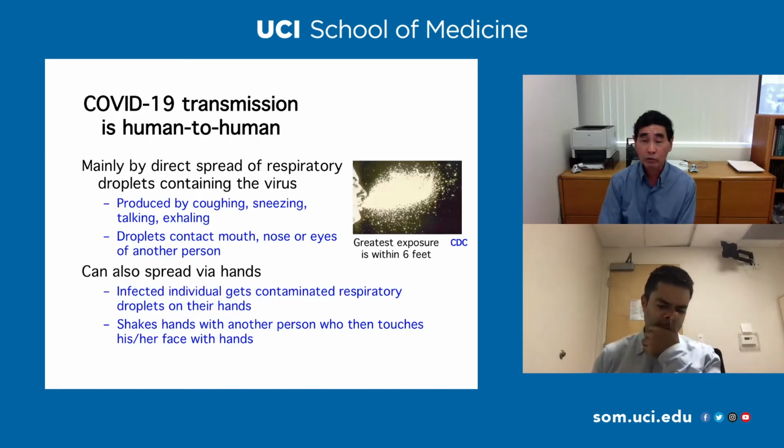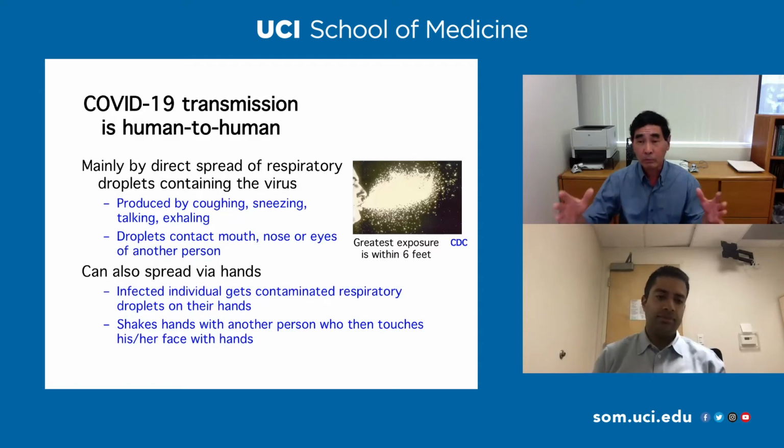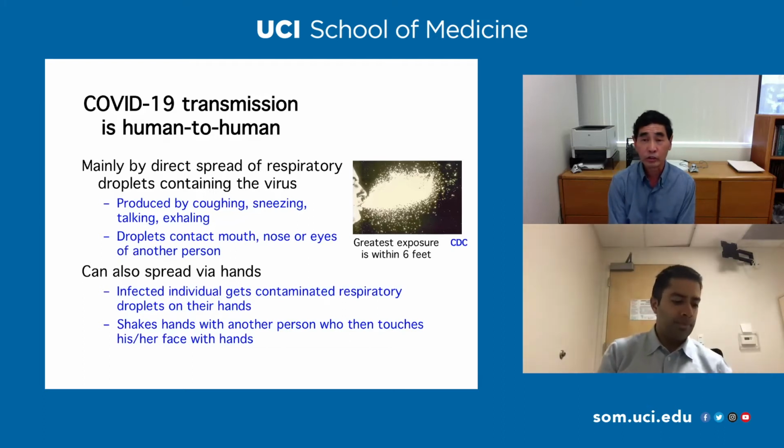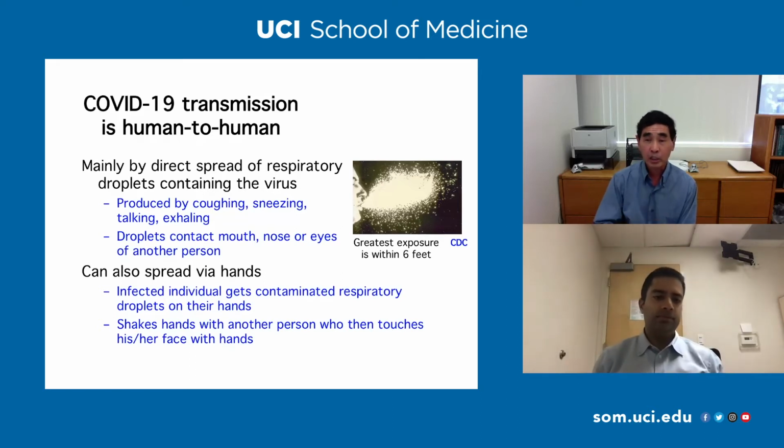And we know that these respiratory droplets are in largest amount within 6 feet of the individual. And that's where you see all the reports about staying 6 feet away from people for social distancing purposes. Now, the spread is when these droplets contact the mouth, nose, or eyes of another person. But it can also be done through hands, and the way that would happen would be the infected individual gets their respiratory droplets on their hands, then maybe they shake hands with another person, and that person then touches their hands to their face. So this would be a direct spread from one person to another.